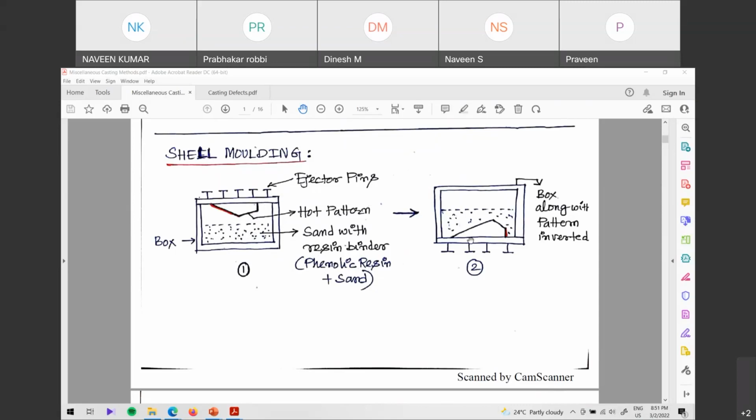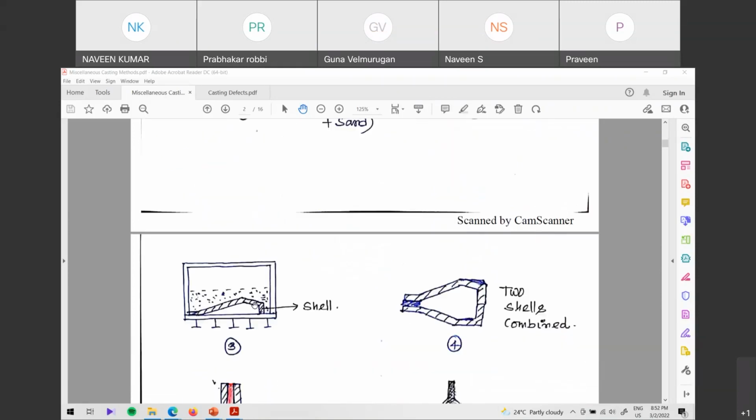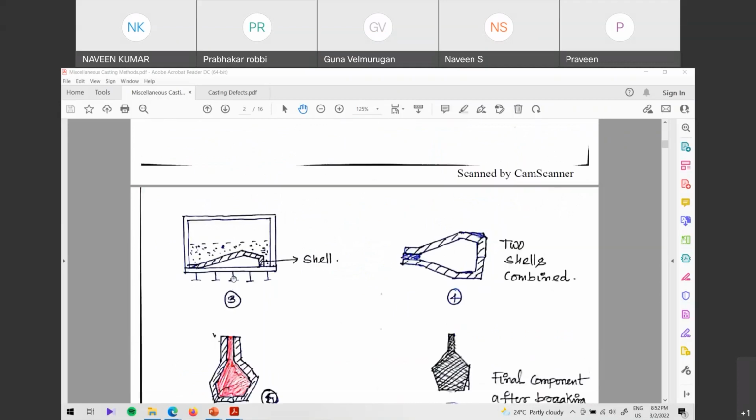Now you invert the box, that is your second configuration here. When you are inverting this, what is happening is the liquid, the phenolic resin and sand, whatever that paste or maybe the liquid is there, is coming in contact with this hot pattern. Now as you wait for some time, the phenolic resin is interacting with this hot pattern and some thickness of shell is being formed. Okay, you see, that is the third diagram here.